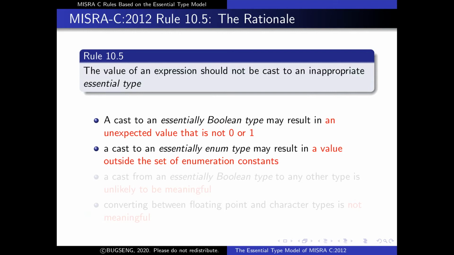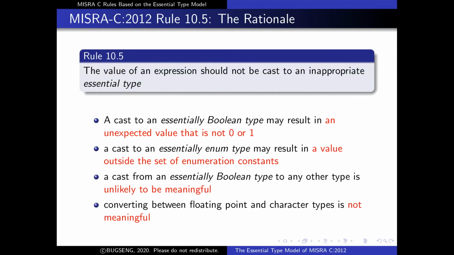So let's say you have an enumeration with A, B, C. So 0, 1, 2, and you assign 7. It's outside the set of enumeration constants. So what will happen? A cast from an essentially Boolean type to any other type is unlikely to be meaningful. What does it mean to assign a Boolean to a float? No. Converting between floating point and character type is not meaningful at all, for example.